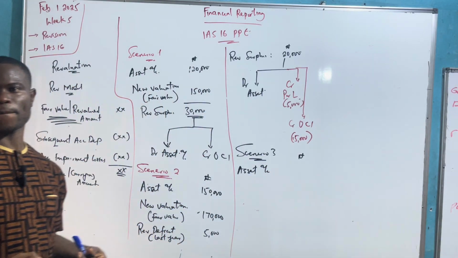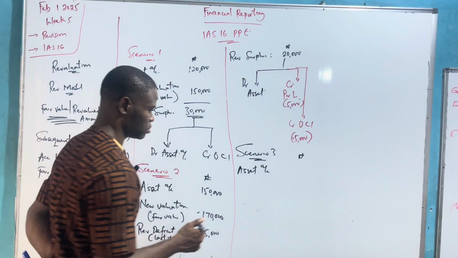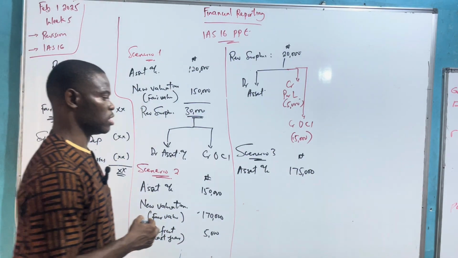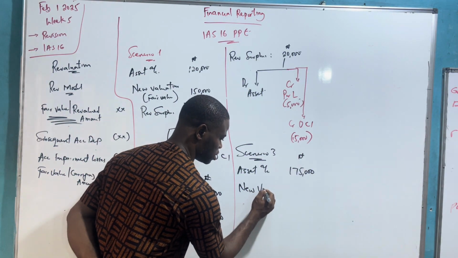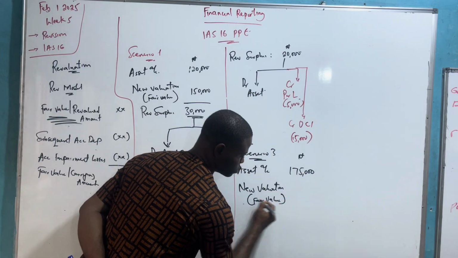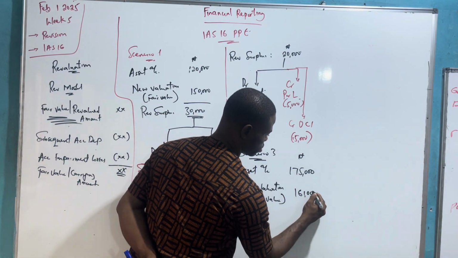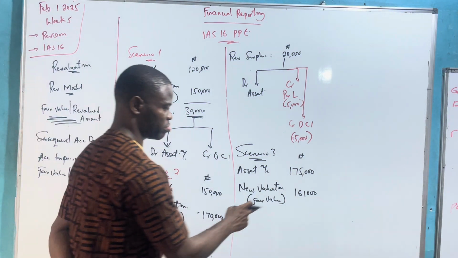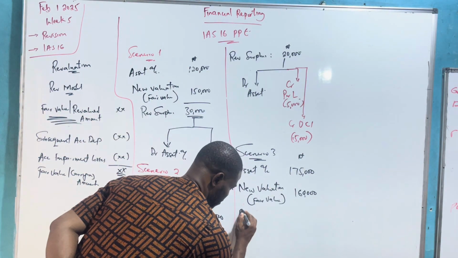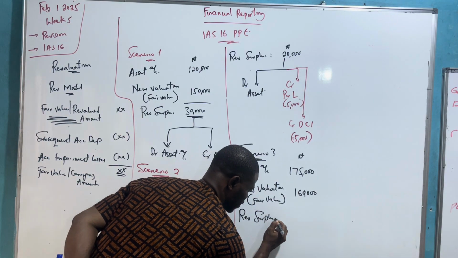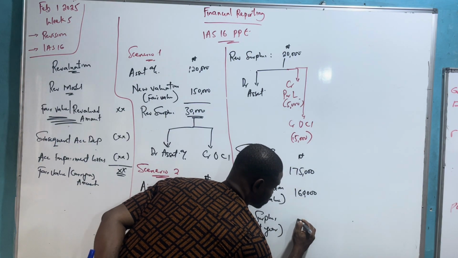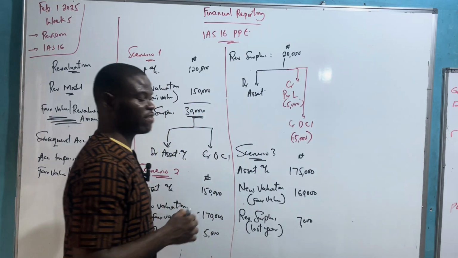If you have an asset account with a value of 175,000 and we now did a new valuation, or the fair value is now 161, or let me make it a round figure so it's easy to compute, 160. But last year we had a revaluation surplus last year of 7,000.